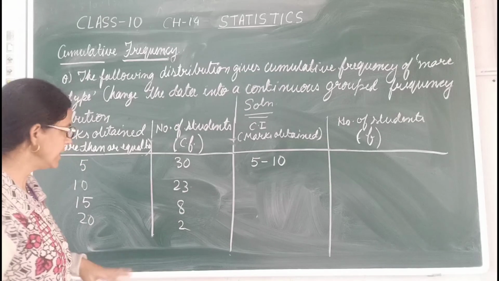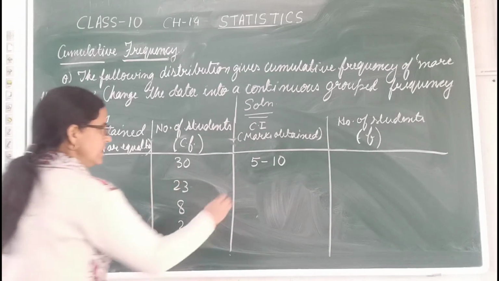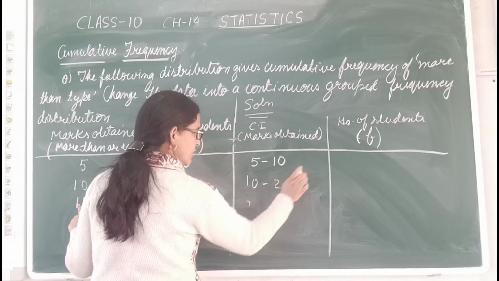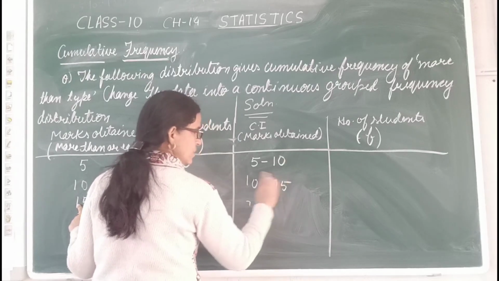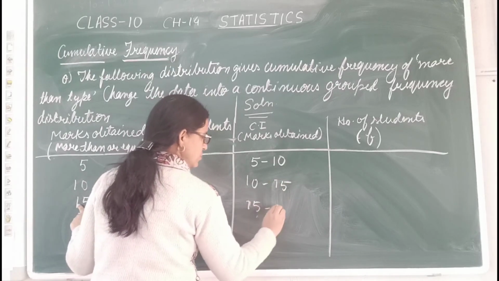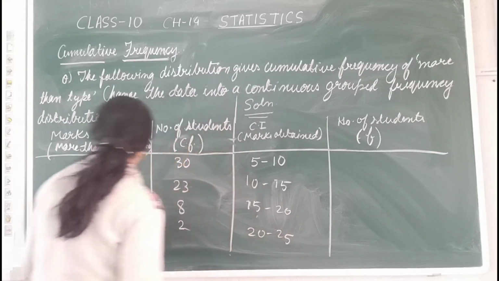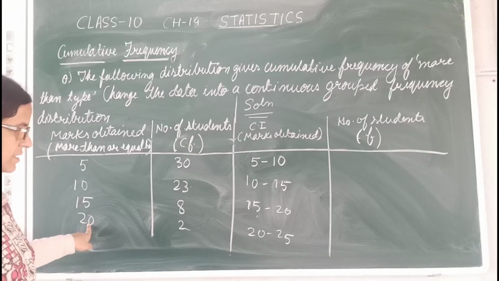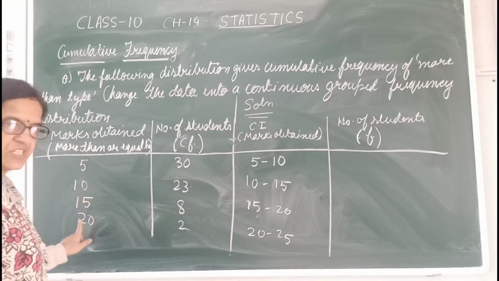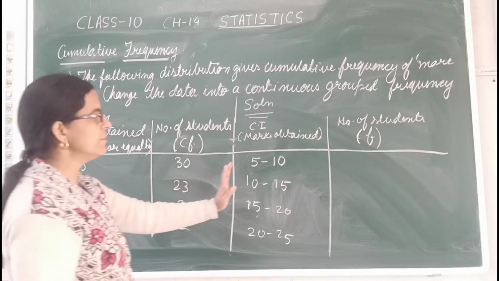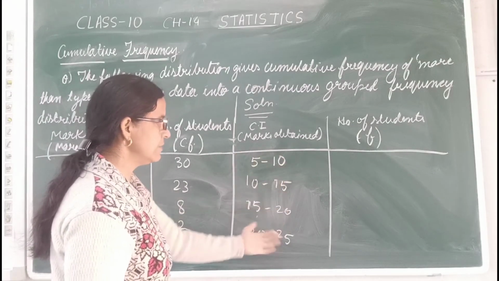I think now you understand. So 5 to 10, then 10 to 15, because the gap is 5, then 15 to 20, and then 20 to 25. See over here, more than 20 is the last observation in this more than type given distribution. So we have made the class interval, that is the marks obtained.